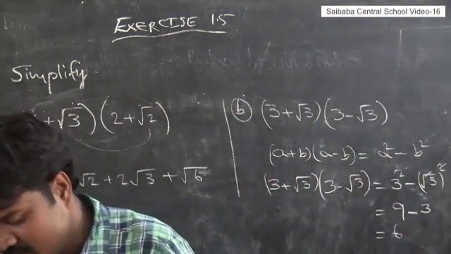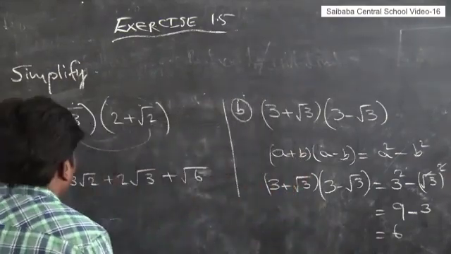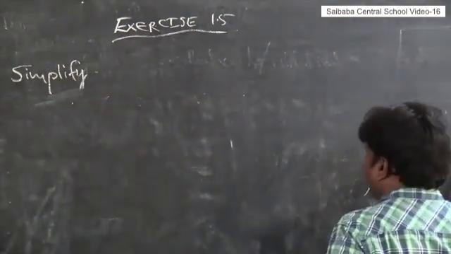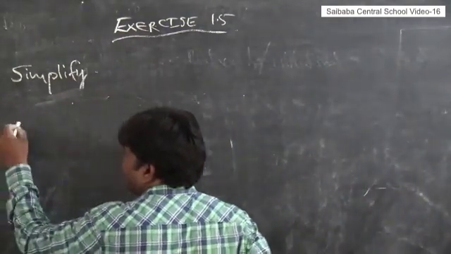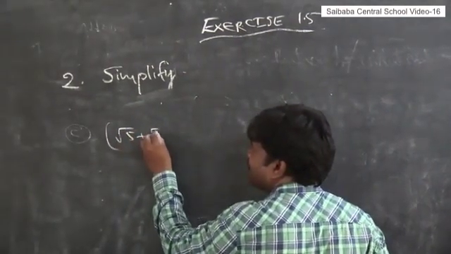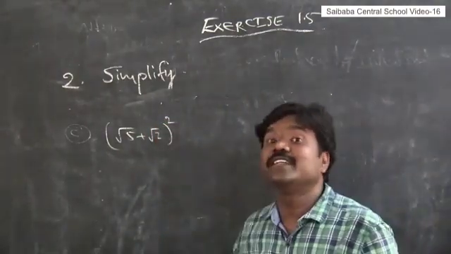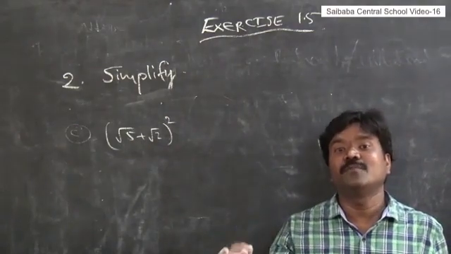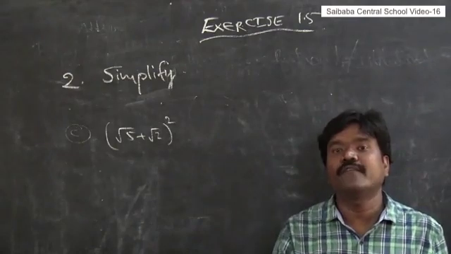Next, one more question I want to give. Third question, the C question. Root 5 plus root 2 whole square. In the earlier list, this is the last identity: root A plus root B whole square is equal to A plus B plus 2 root AB.